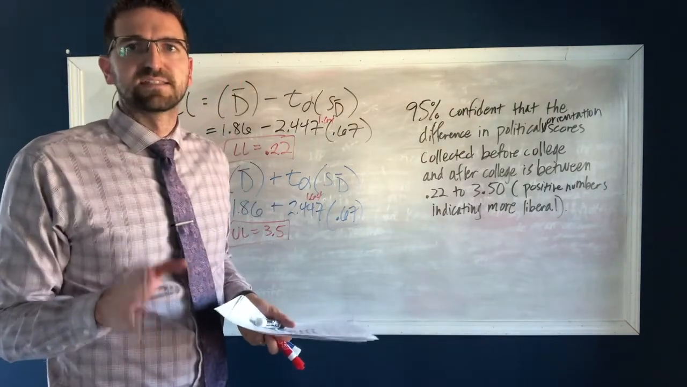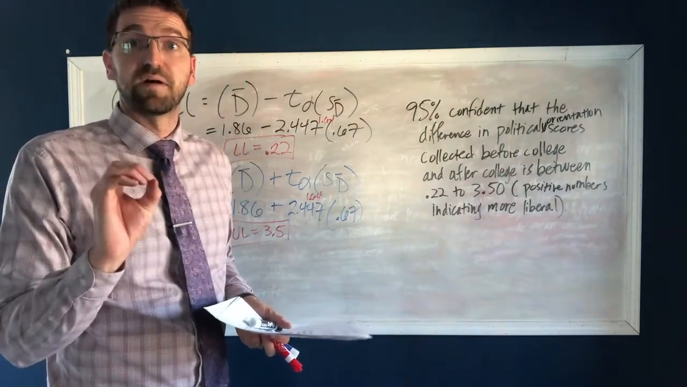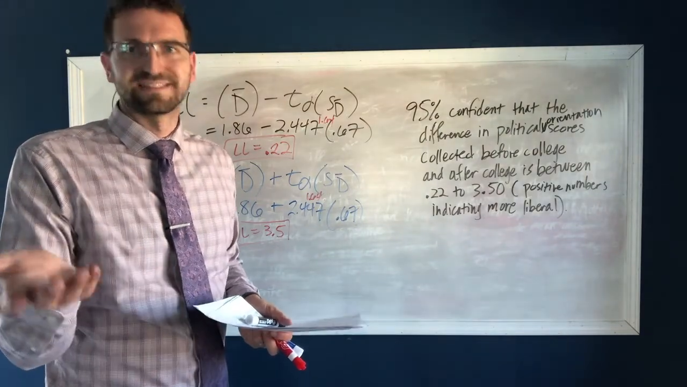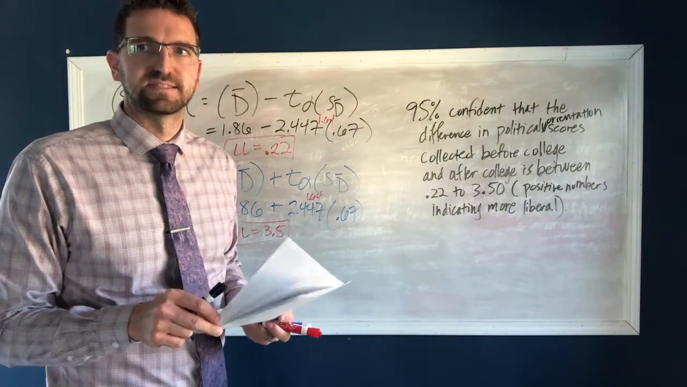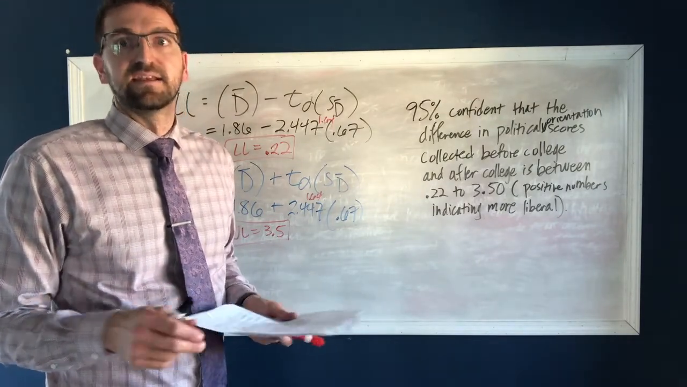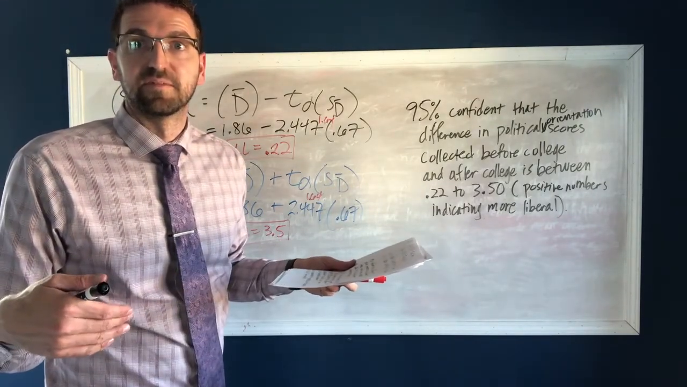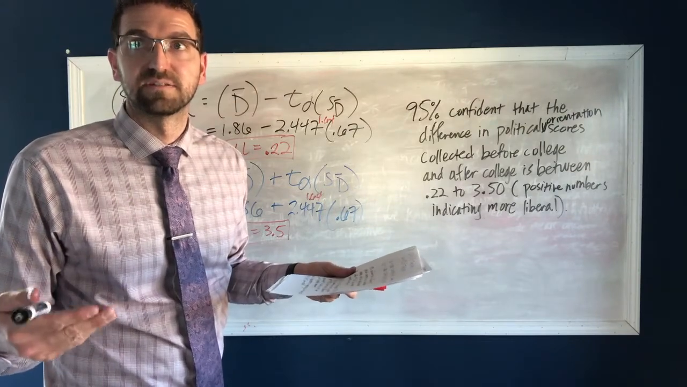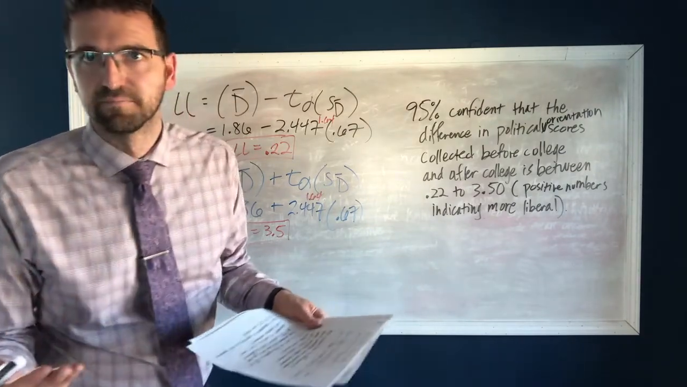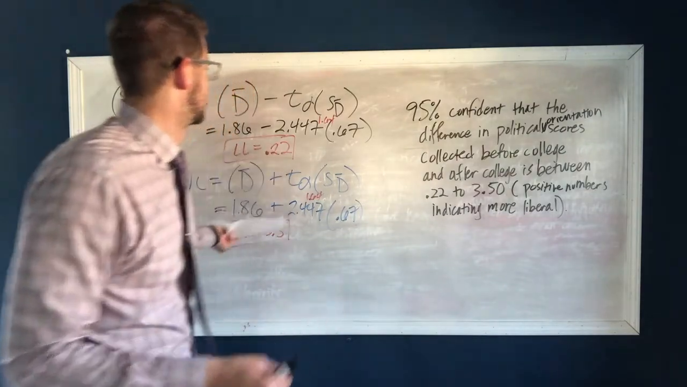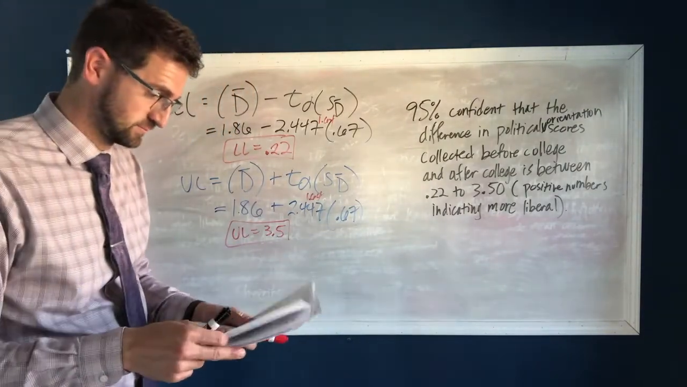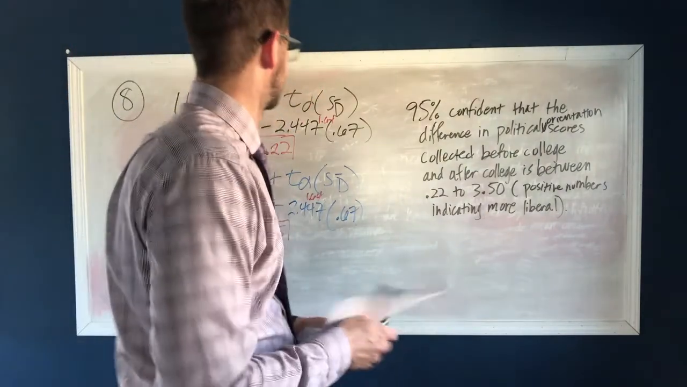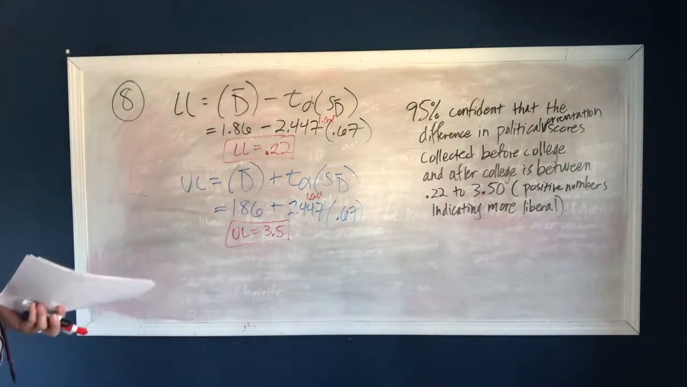What do you notice? What's not in there? 0. If 0 was a possibility, you would what? You would retain the null hypothesis, because that's what the null hypothesis is saying. It's saying the population mean difference may be 0. Well, this is telling us, based on our sample data, 0 is not a possibility. Okay, good.